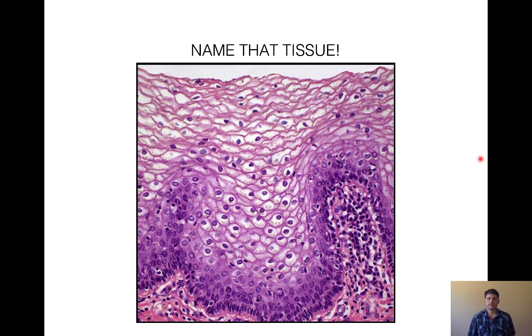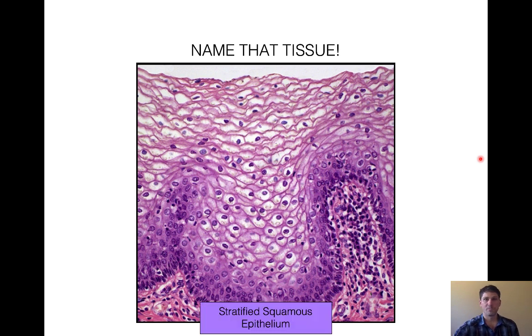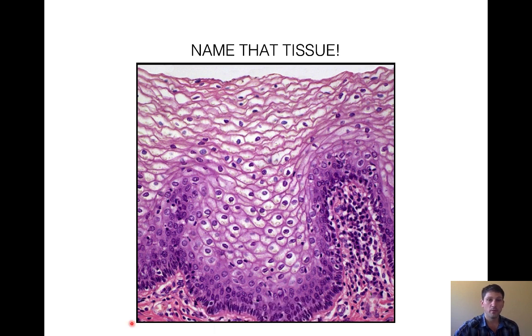How about this one? Okay, hopefully you said stratified squamous. So down here, I'm going to back this up, we can see that we've got different cell types. We've got this red, sort of fibrous looking tissue. Then we can see this nice line right along here. If we follow that up and around and down the other side, this is our basement membrane.